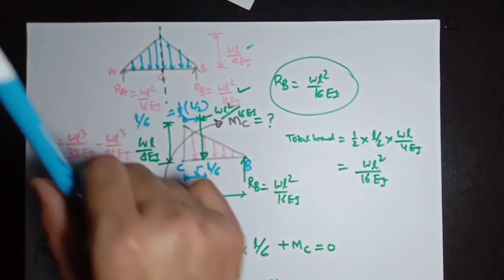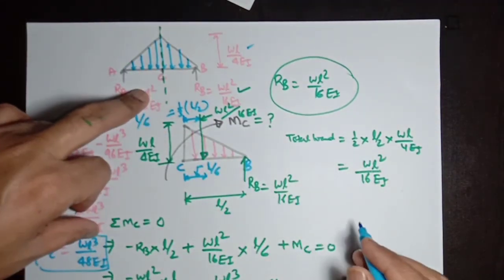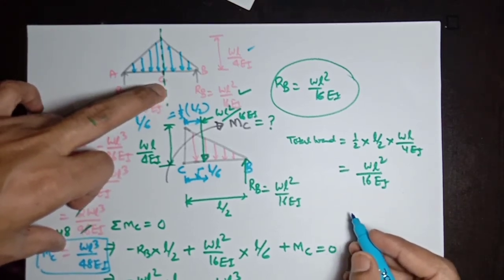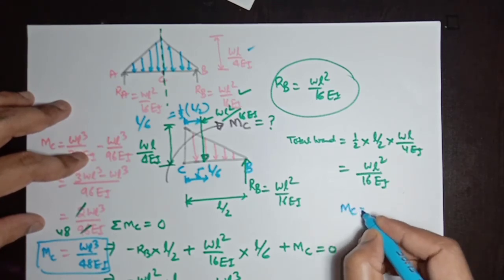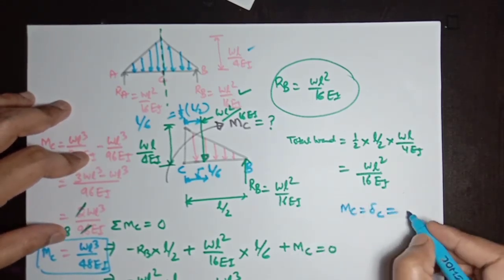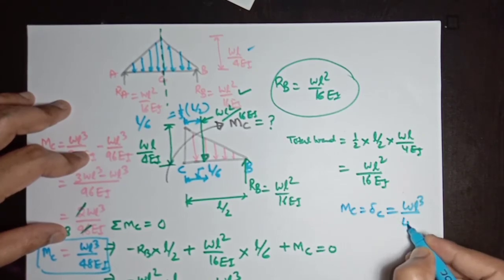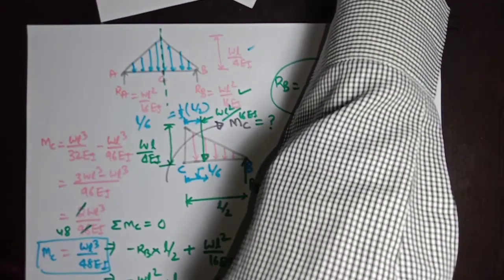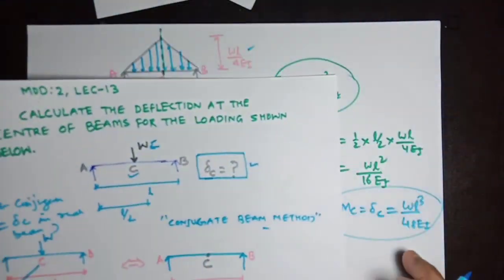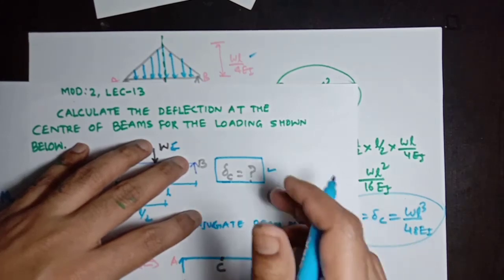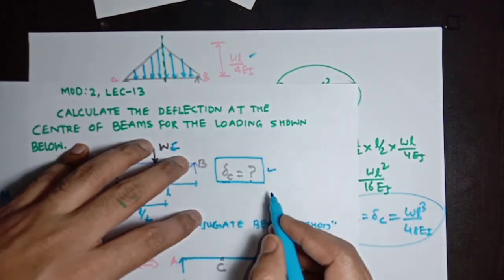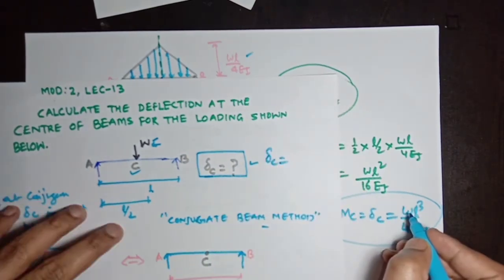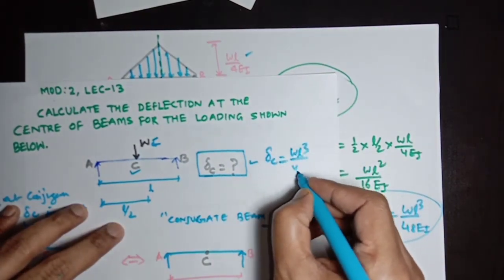Now we have done with the calculation of bending moment at C of this conjugate beam, and this calculated bending moment is nothing but the deflection calculated at the center of the real beam. So MC equal to delta C of the real beam, whose value will be WL cube divided by 48 EI. So the object of analysis is to find out delta C of this real beam. So delta C will be here WL cube divided by 48 EI.